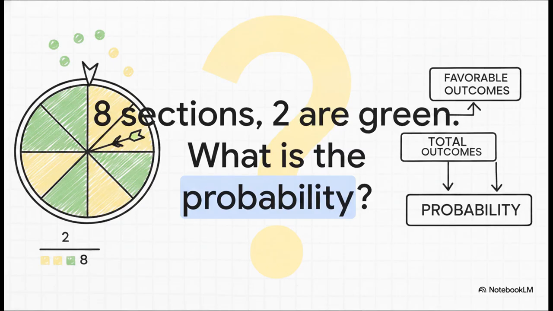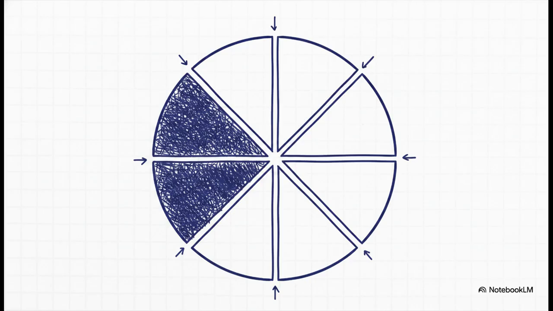Okay, question 2. Let's look at calculating odds. If a spinner has 8 equal sections and 2 of them are green, what is the probability of the spinner landing on green? Let's break down the math step by step. You have 2 green outcomes out of 8 possible outcomes, giving you that initial fraction of 2/8. We can simplify that down to 1/4. And converting 1/4 into a percentage gives us our final answer, a 25% theoretical probability of landing on green.